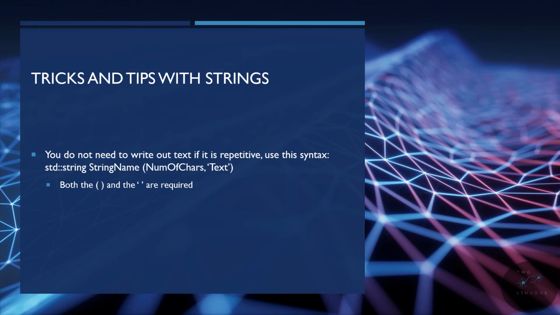So for example, as I said, if I wanted a line break and wanted 25 X's across the screen, I would do std::string line break, parenthesis, 25, comma, 'X'. This will print 25 X's across the screen.